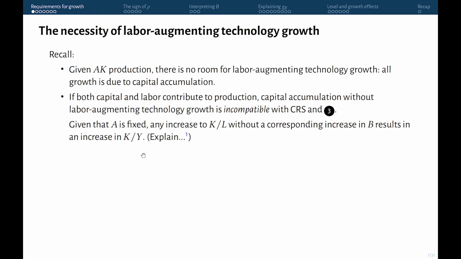The reason is that by Uzawa's theorem, A, capital augmenting technology, is going to be fixed. And if B doesn't make up for the fact that capital has grown by more than labor, the K to L ratio rising, then effective capital has grown by more than effective labor, which means that output has grown by something in between the two, which is less than the rate at which capital grew. And so the capital to output ratio is now higher than it was before.